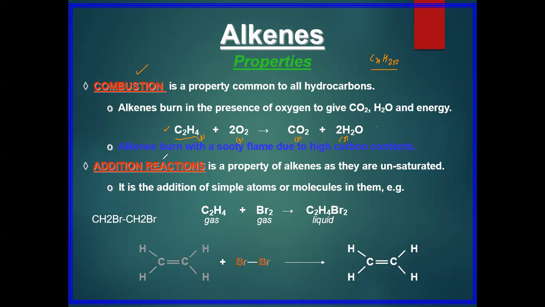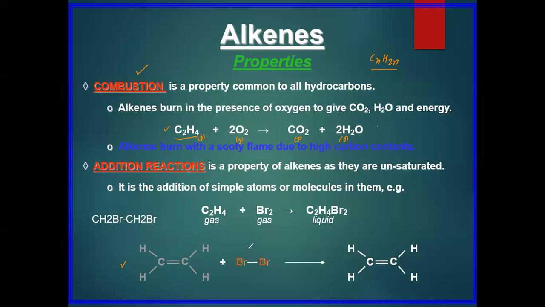For example, when methane reacts with chlorine in UV light, it produces chloromethane, and along with that HCl is produced as a byproduct. But in case of alkenes or addition reactions, they are unsaturated, they have a double covalent bond, their valencies are not fully satisfied. So you can see this is the structure of ethene. It has two carbon, four hydrogen atoms, one double covalent bond.